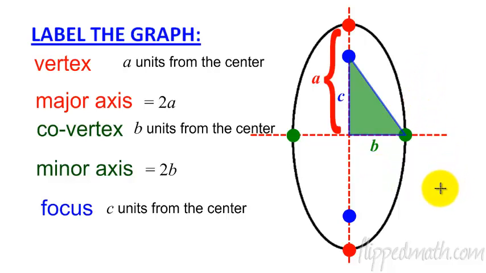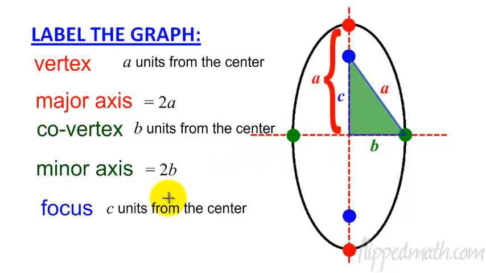I know I may be going fast, so just pause if you're not with me yet, because there's a lot of stuff to label. What's really cool about this triangle is that the length of the hypotenuse is actually A, the distance from the center to a vertex. It's just kind of this cool property that ellipses have.